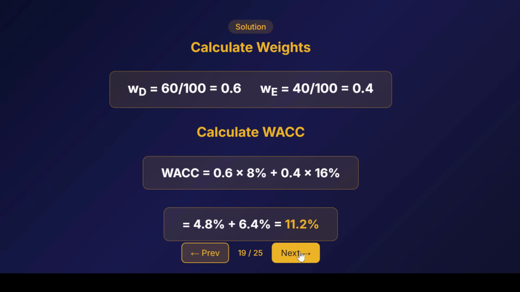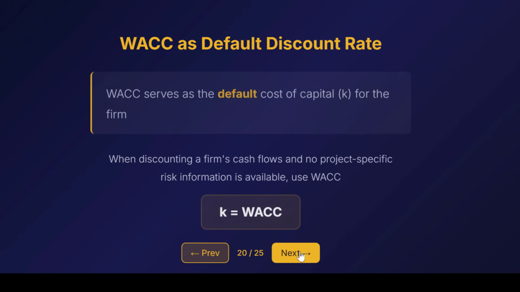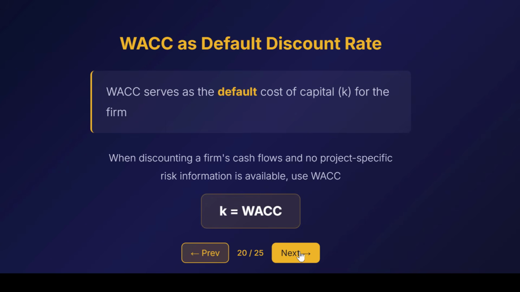WACC as the default discount rate. WACC serves as the default cost of capital for the firm. When discounting a firm's cash flows and no project-specific risk information is available, use WACC as the discount rate K. Mean variance criterion formalized. Project A dominates Project B if the expected return of A is greater than or equal to B, and the variance of A is less than or equal to B, with at least one strict inequality. Essentially, higher expected return plus lower risk is preferred.